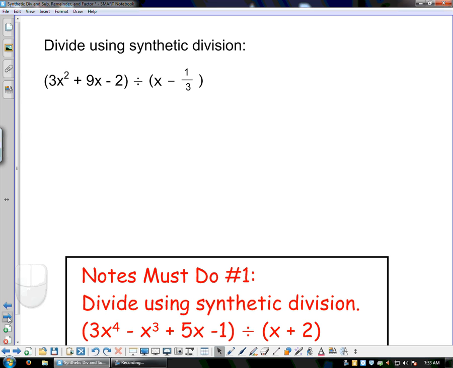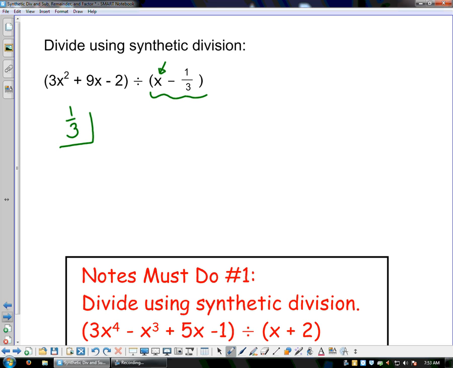3x squared plus 9x minus 2 divided by the quantity of x minus 1/3. Okay, so I would start off by saying, what do I need to put in the little box out here? Remember, that's going to be whatever you need to plug in for x to get this parentheses to equal 0. And that would have to be a positive 1/3. Okay, I think I get that part.